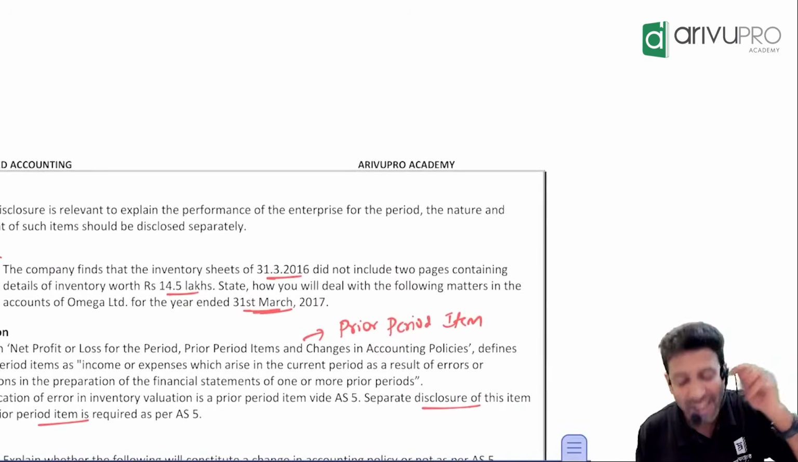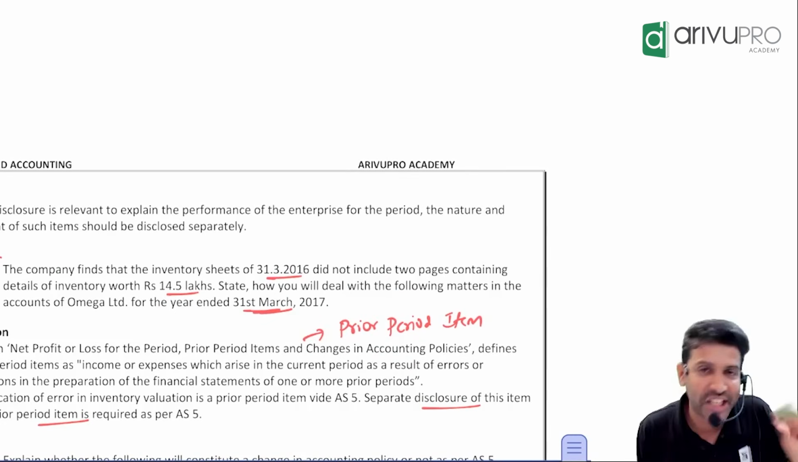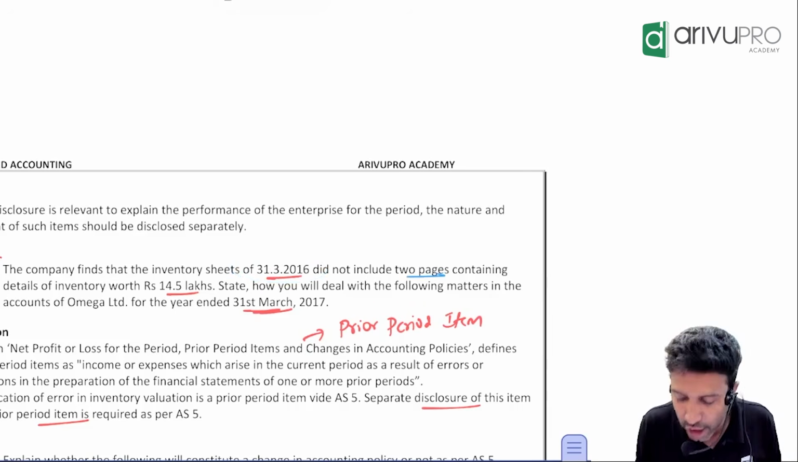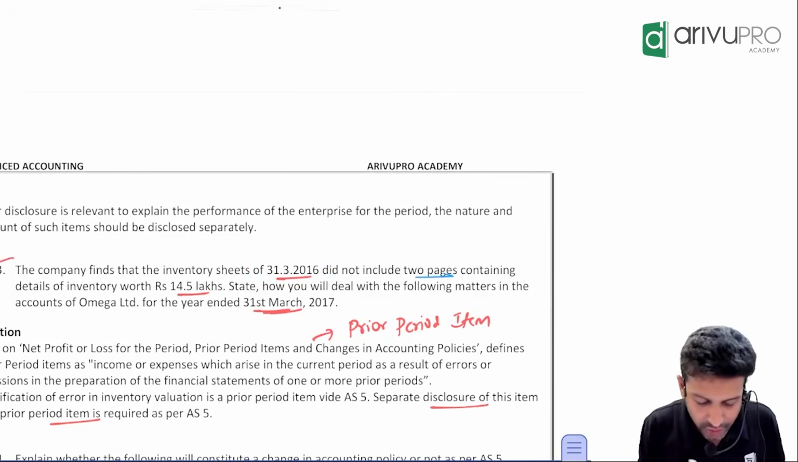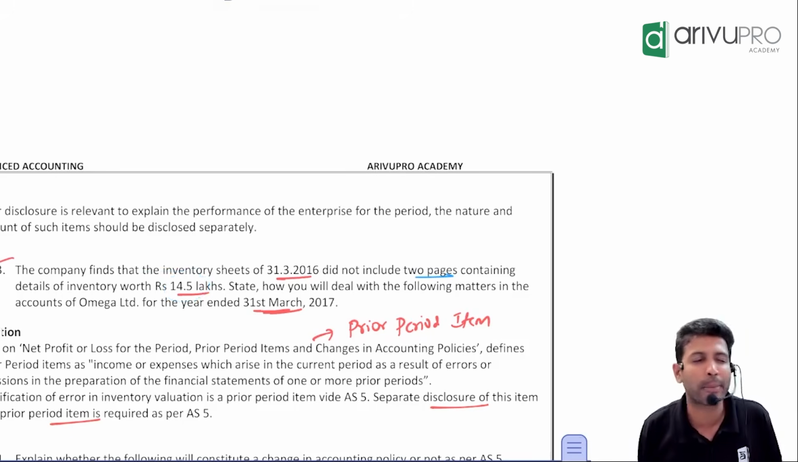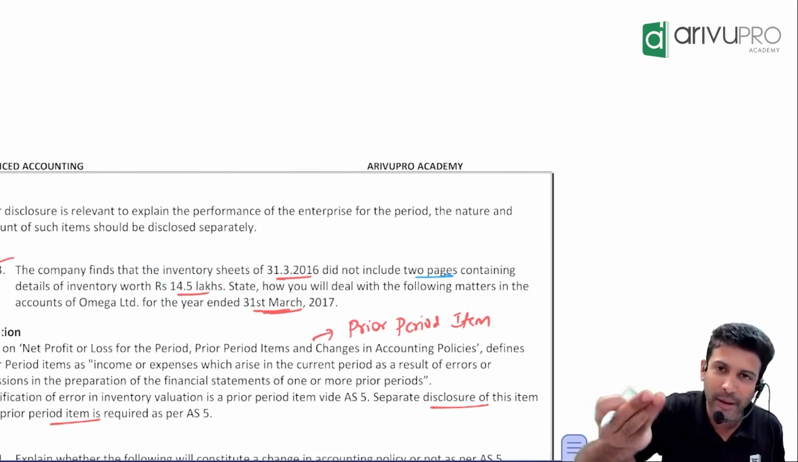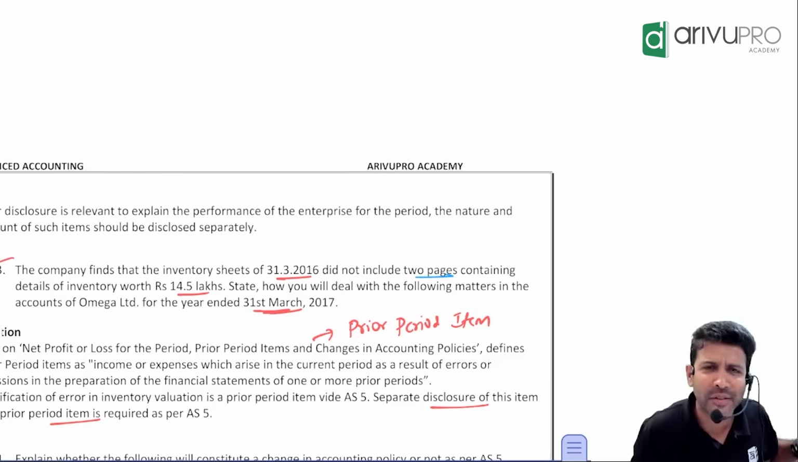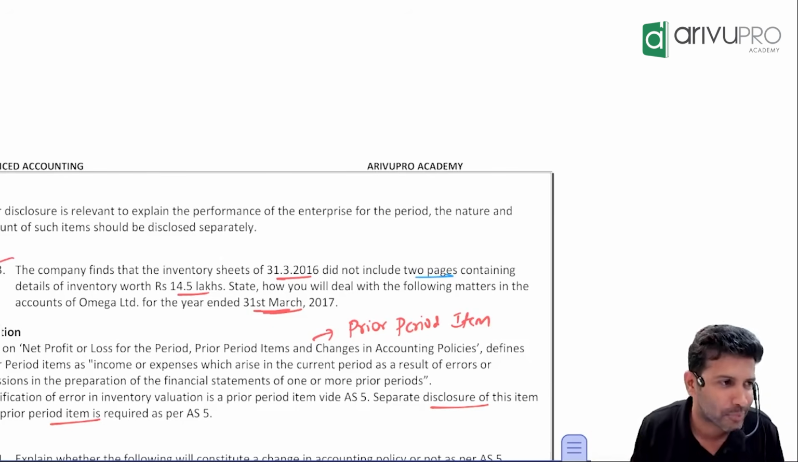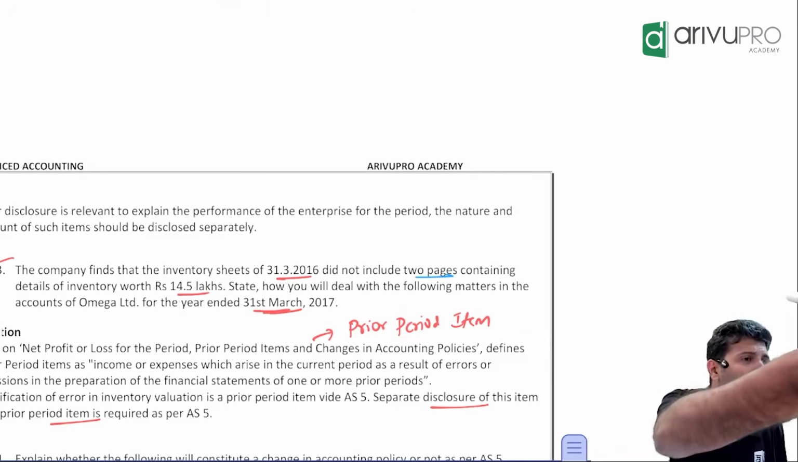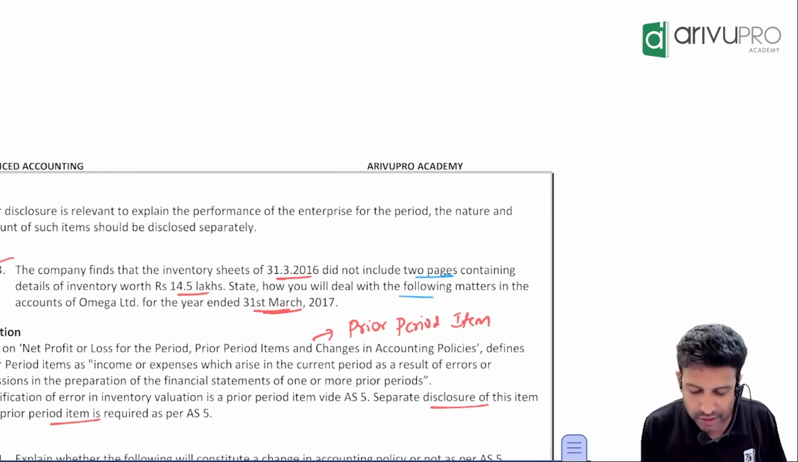Fine. A company finds that the inventory sheets of 31st March 2016 did not include 2 pages containing inventory details worth 14.5 lakh. The inventory storekeeper, Mahanubhava Bruhaspati, you probably didn't pay him salary on time. You know simply what he did? 2 sheets of inventory, he tore it off and left. And the 2 sheets had how much inventory value? 14.5 lakh. That means your inventory valuation is correct or wrong? Wrong. How will you deal with the following matter?